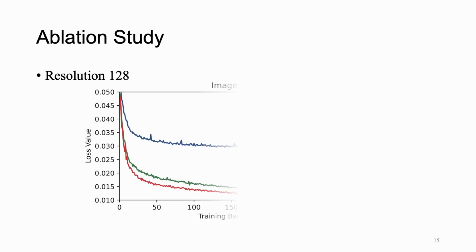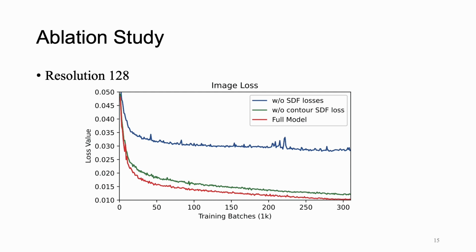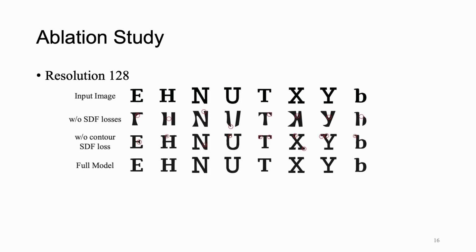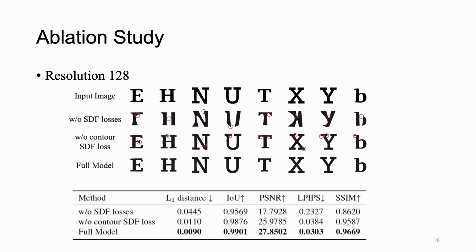Next, I will show the experimental results of our paper. The loss curves of our model evaluated on the test set when training with different losses show that the grid SDF loss provides a much stronger supervision. Moreover, introducing the contour SDF loss further improves the model's ability in the inference stage. The qualitative results and quantitative results verify the effectiveness of each proposed loss.